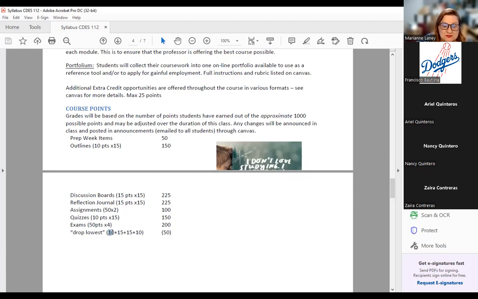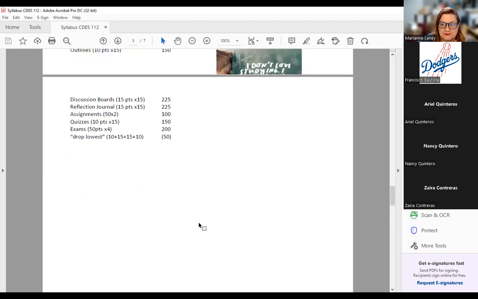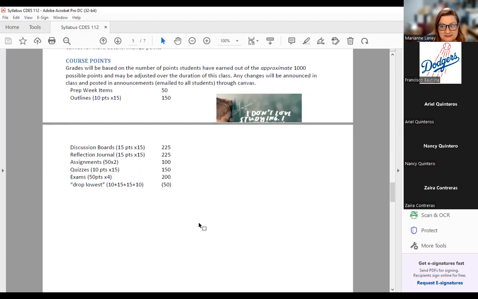I literally drop the lowest quiz, the lowest discussion board, the lowest journal, and the lowest outline. So you get an extra 50 points at the end of the class. People normally forget about that, but you'll see it on your grade sheet. There's no date on it. Pretty straightforward. Our class is pretty straightforward.